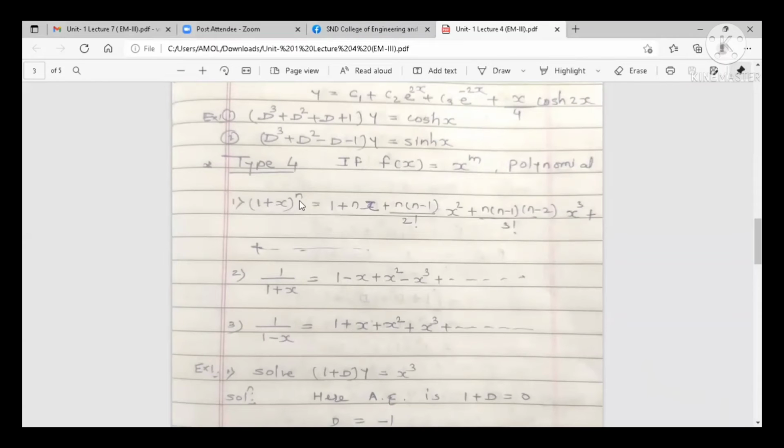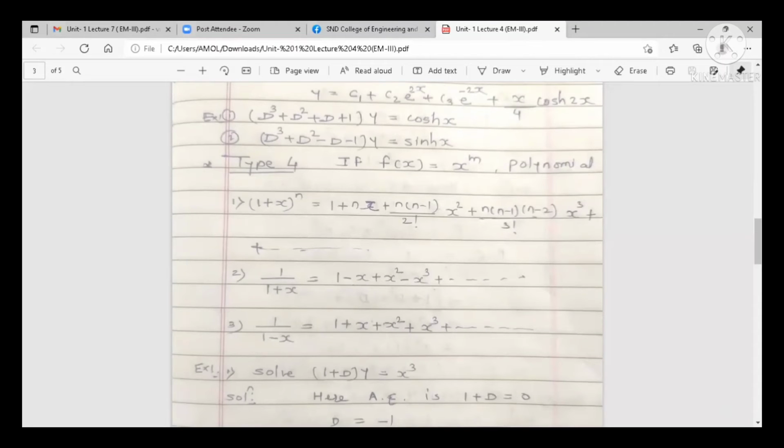1 plus x to the power n. The formula is 1 plus nx, n into x, plus n into n minus 1 upon 2 factorial into x square, plus n into n minus 1 into n minus 2 upon 3 factorial into x cube, plus and so on up to x raised to n. Second is 1 upon 1 plus x. The series for 1 upon 1 plus x is 1 minus x plus x square minus x cube and so on. The third series is 1 upon 1 minus x is equal to 1 plus x plus x square plus x cube and so on.